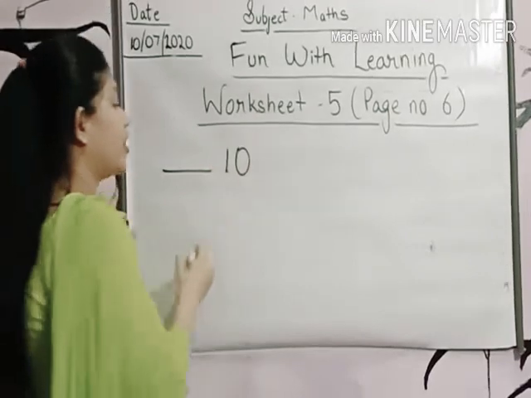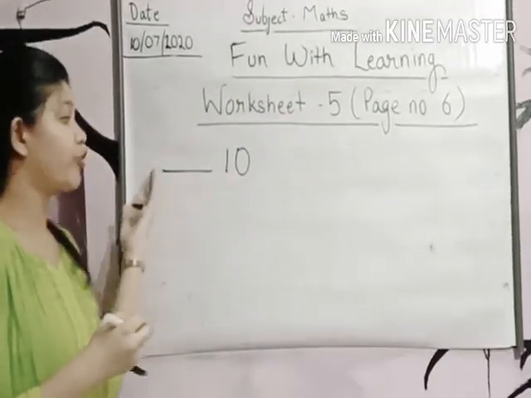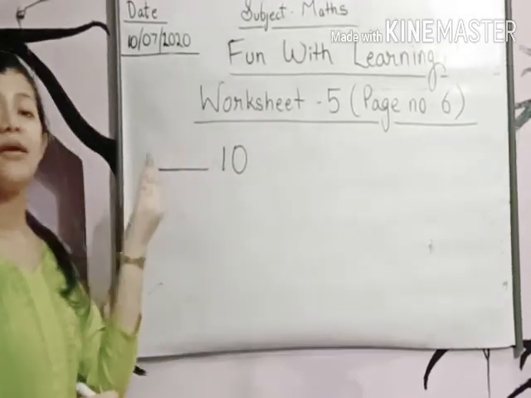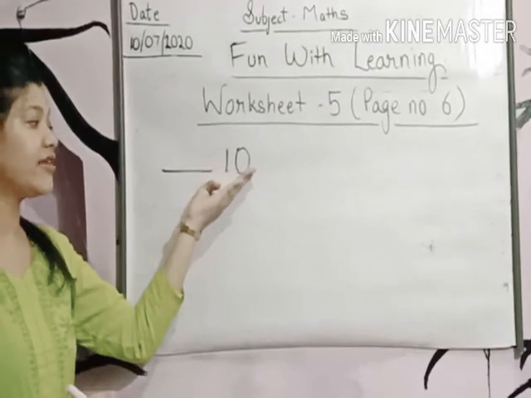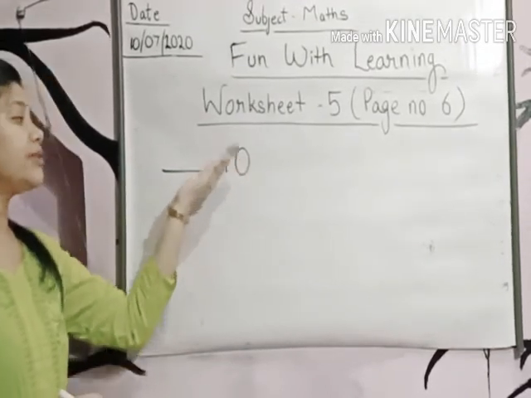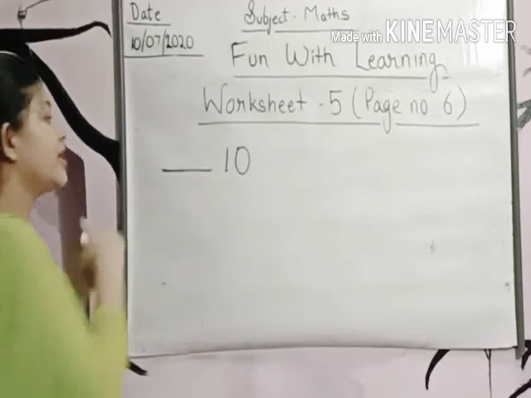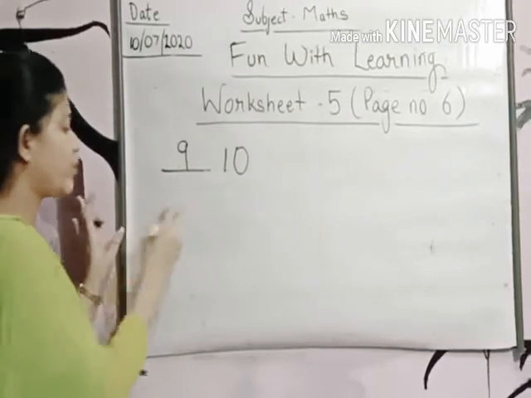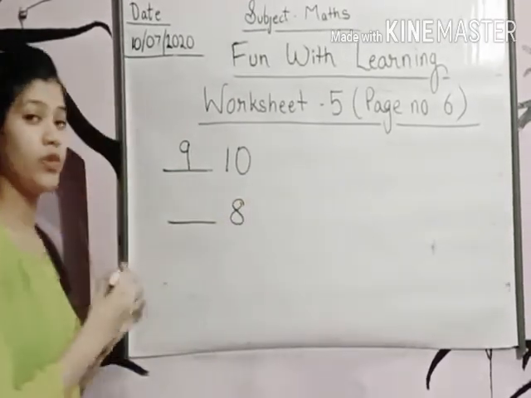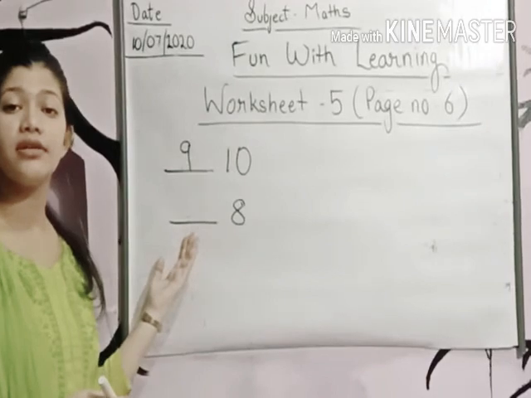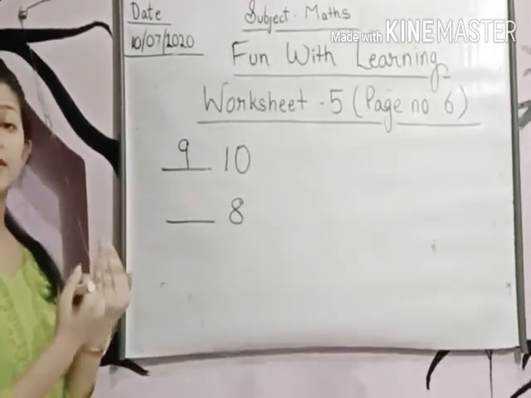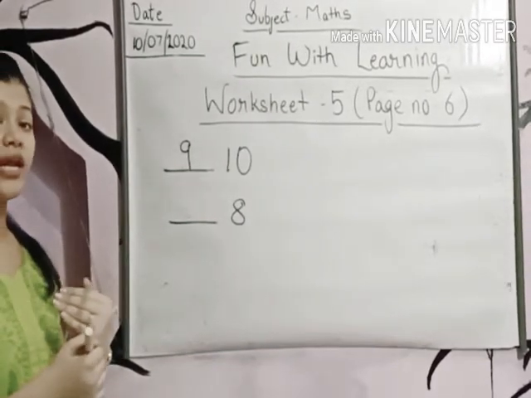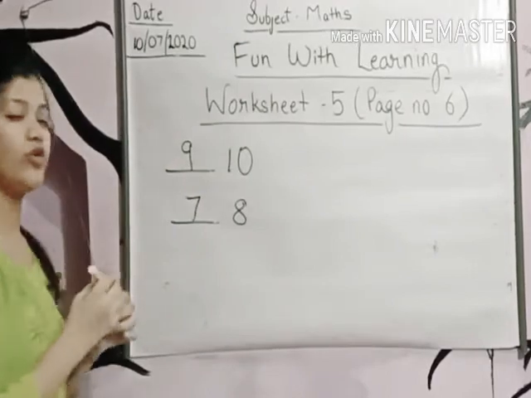Dash, 10. Can you tell me what comes before 10? To solve this, you will move one step back from the given number. The given number is 10, so what comes before 10? 9. So the before number of 10 is 9. Clear? Let's take one more example. Dash, 8. Now what comes before 8? Let's come one step back. Before 8 comes 7. So we will write 7 over here.